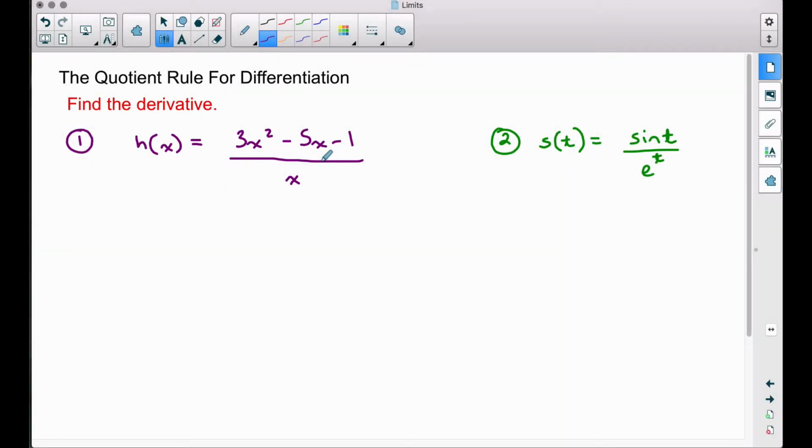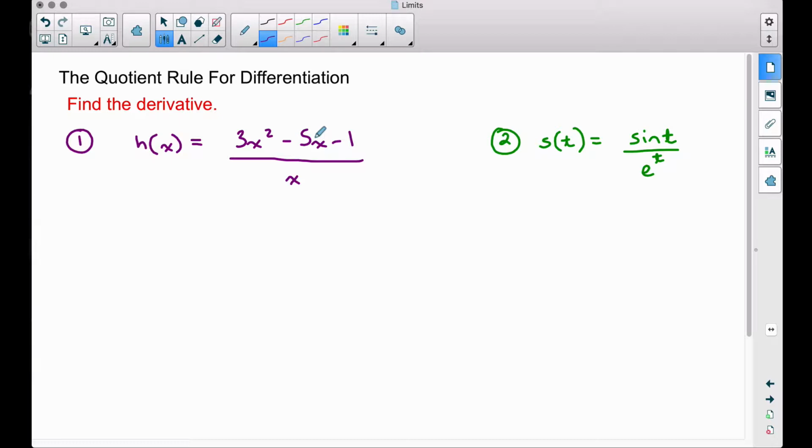In this video, we're going to look at two examples of using the quotient rule to find the derivative of a function. And we have two examples here. This first one, I want to show you two different ways that we can find the derivative. One is doing a little bit of algebra first, and then we're going to find the derivative, and then we'll come back and actually use what's called the quotient rule.